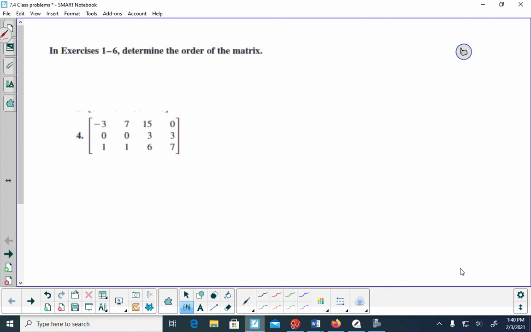Systems of equations. So to begin, the first one is asking us what the order of this matrix is. Remember, to name an order we're going to go rows by columns. Rows go across, columns go up and down.